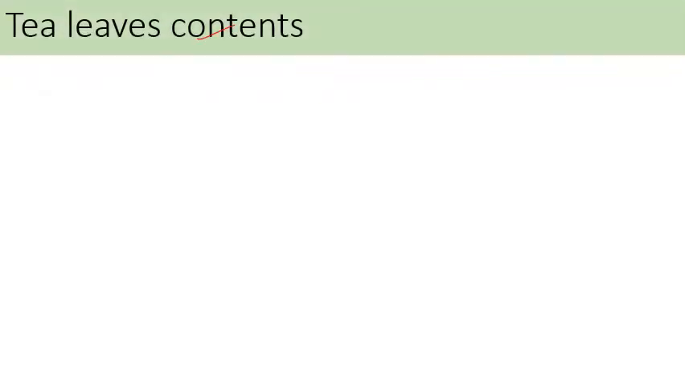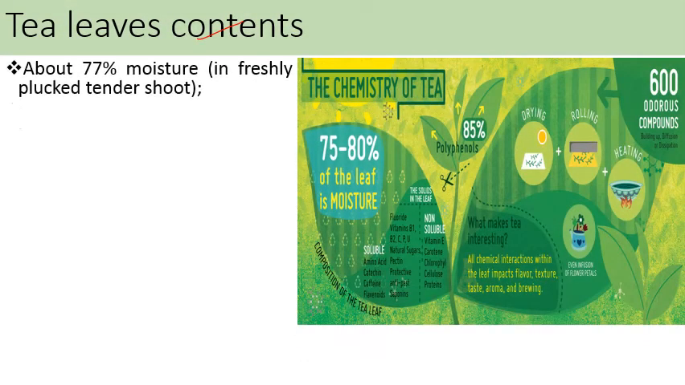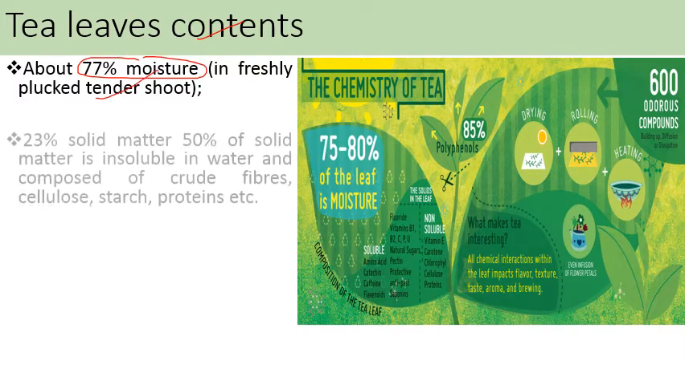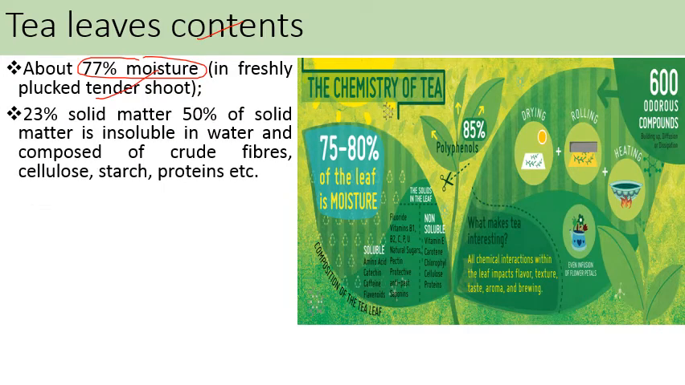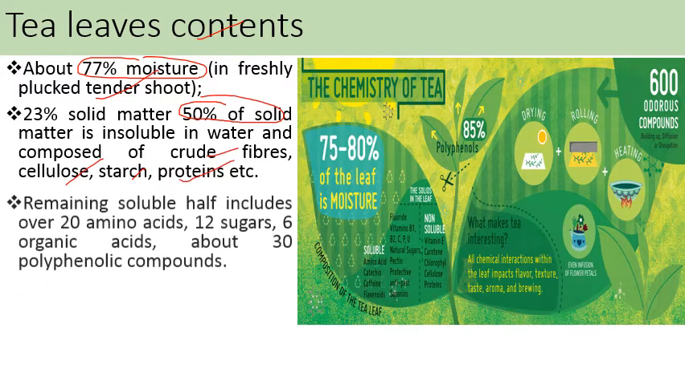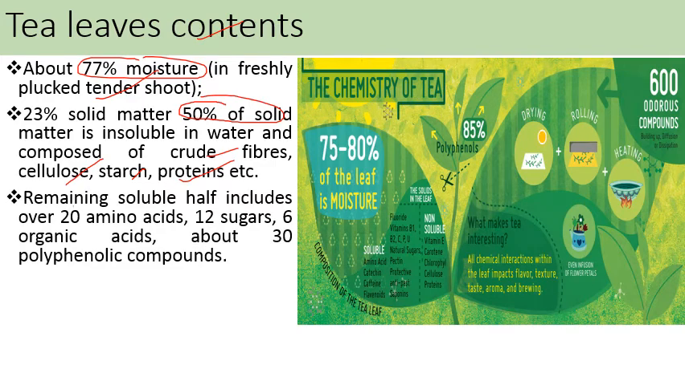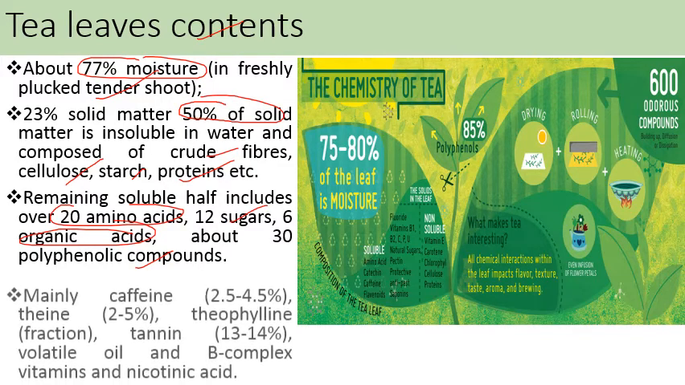Next, tea leaf contents. So about 77% of moisture is present in freshly plucked tender shoot or leaf, then 23% solid matter, and 50% of solid matter is insoluble in water and composed of crude fibers, cellulose, starch and proteins. So ये चीज़ें इसमें present होती हैं. Remaining soluble half includes 20 amino acids, 12 sugars, 6 organic acids, about 30 polyphenolic compounds. So these are the chemical components which are present in the tea leaf.